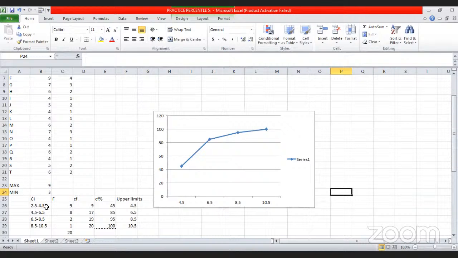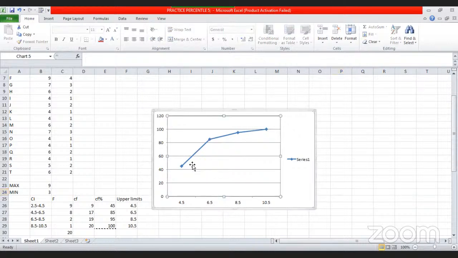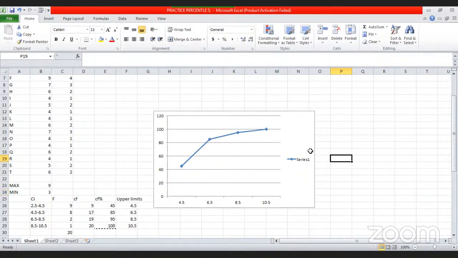And up to 4.5, there are 45% of the scores. So the 45% here. You can see the y-axis, here the 45%. So at the score of 4.5, there are 45% of the scores. So what will be the percentile rank of this 4.5 score? 45, because 45% of the scores are there below the point 4.5. Clear?